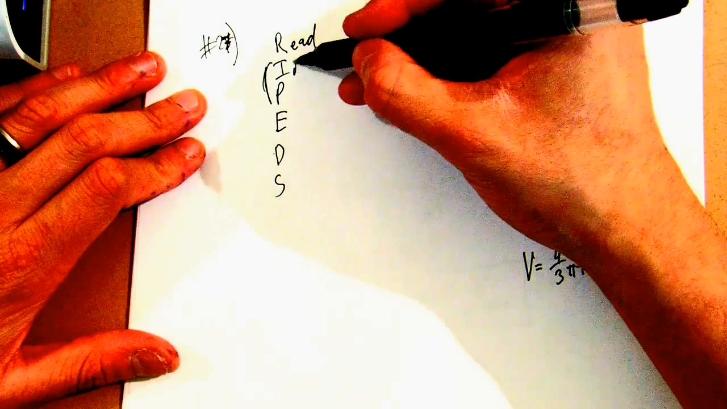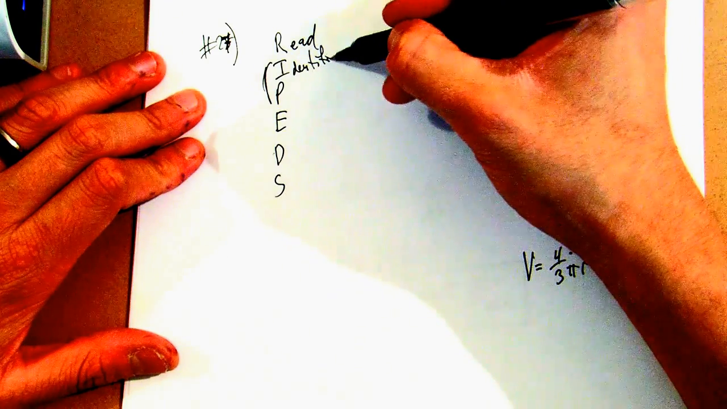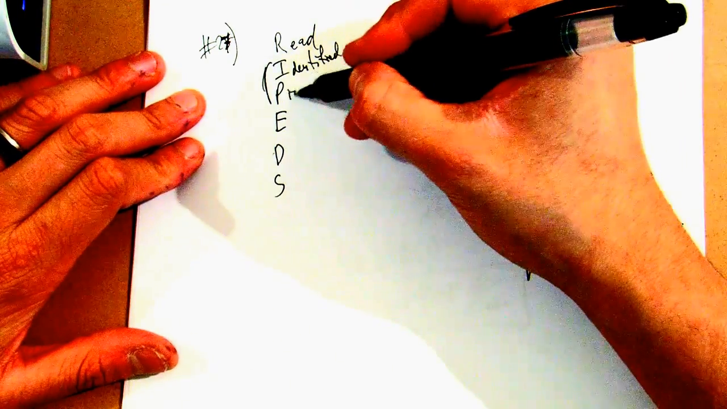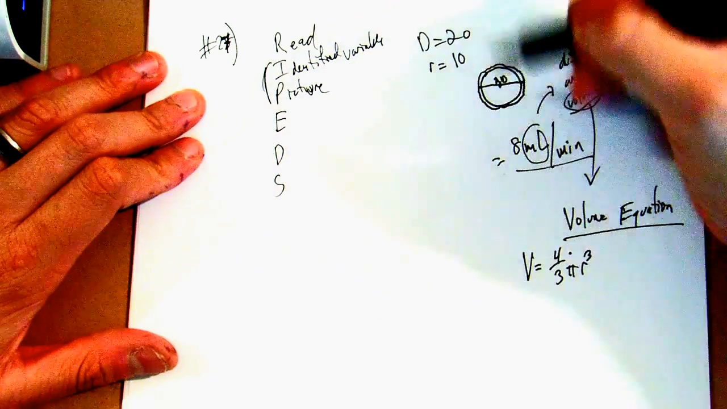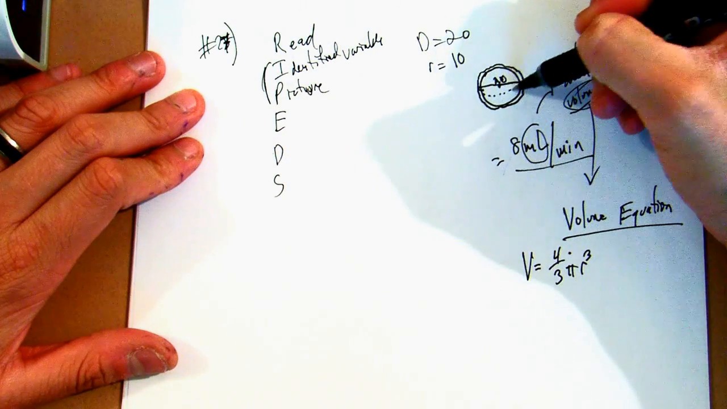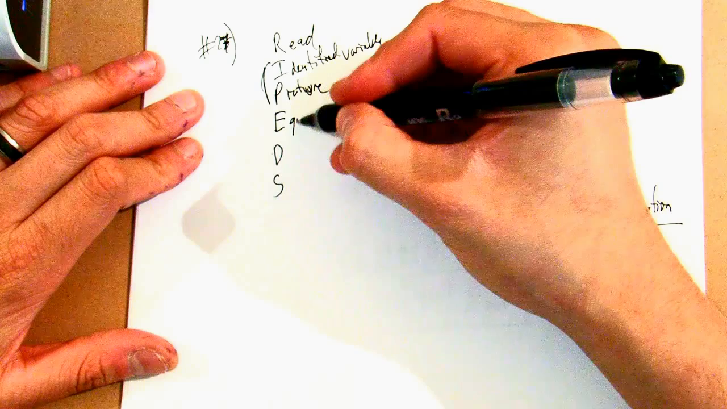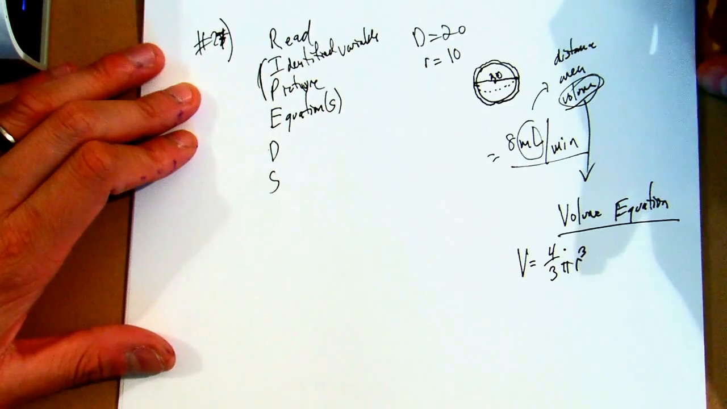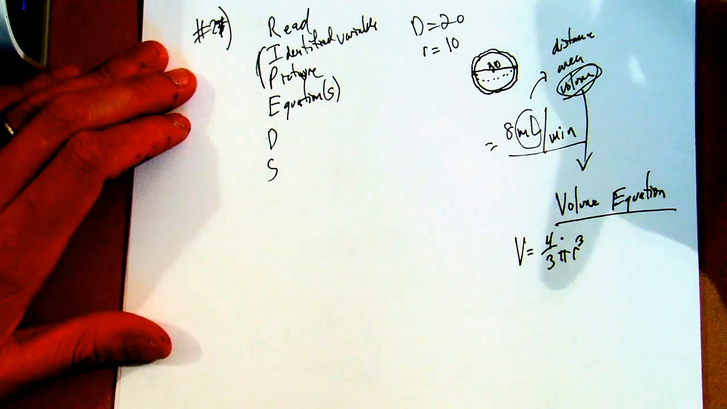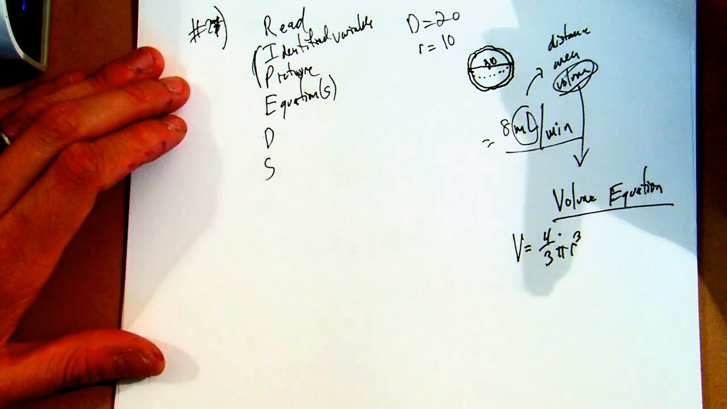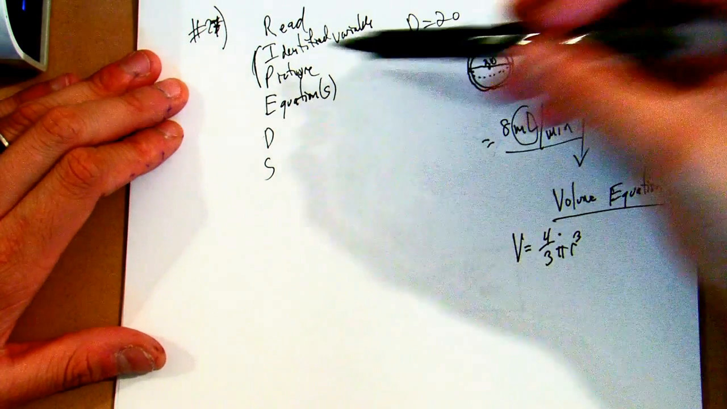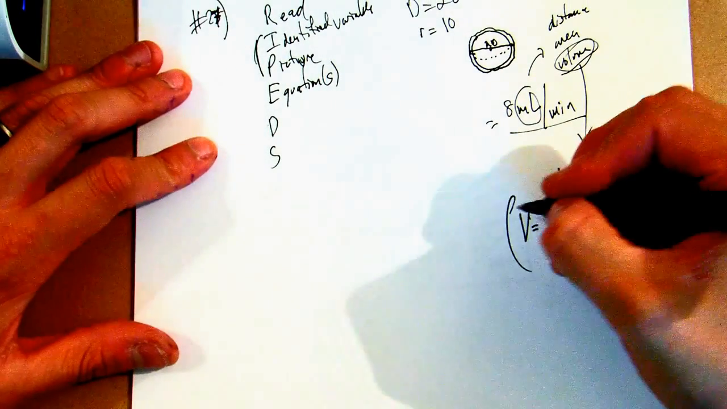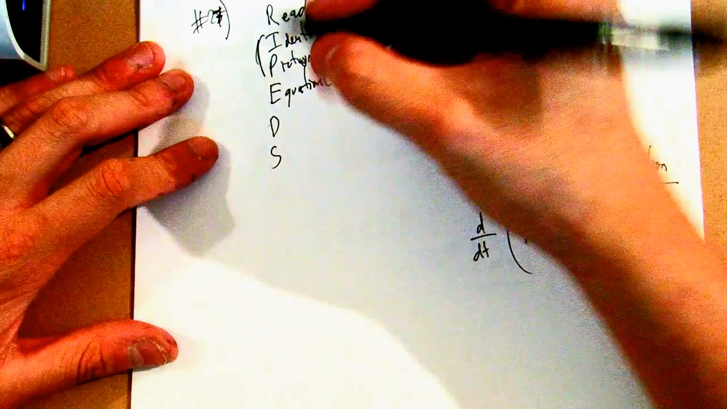So we've identified variables. We have a picture. And this is a sphere, right? So it's three-dimensional. We have an equation. In this case, it may be possible that we have more than one equation. So then, what do you want to do now? So we're going to take the derivative with respect to time, right? d/dt of this whole thing.